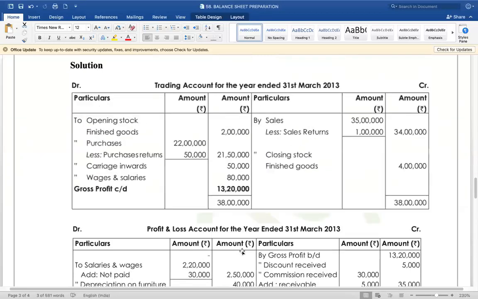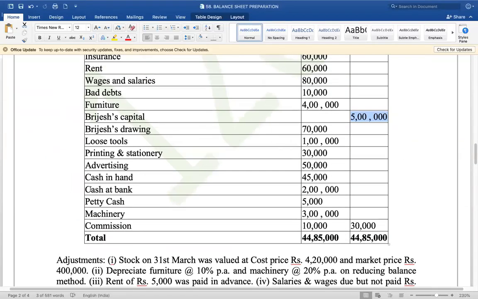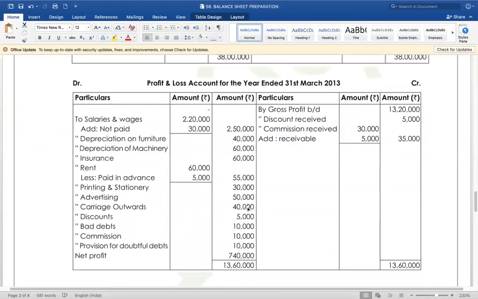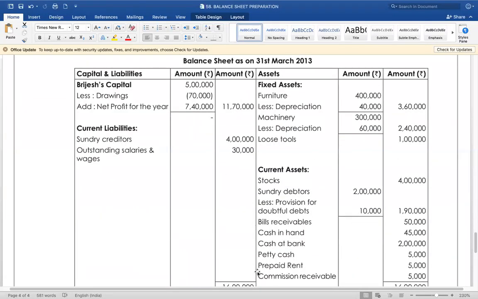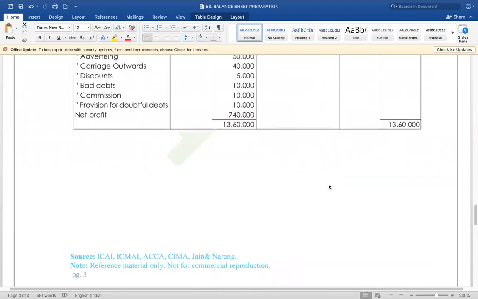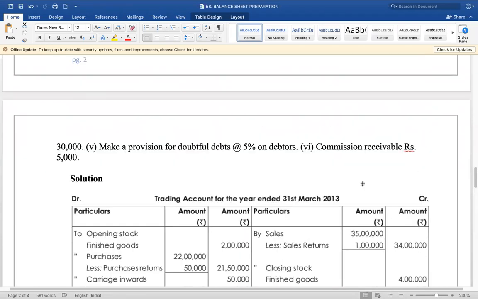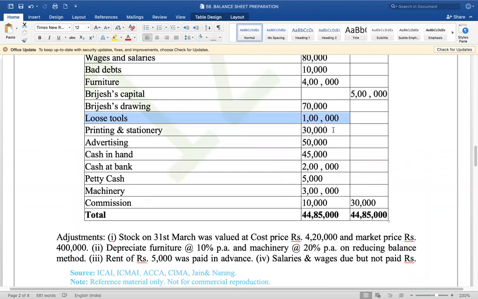Okay, right. Next is loose tools, 1 lakh. Tools is an asset, right? It's a short-term asset, a current asset. Loose tools, asset. Spares, nuts, bolts, and all those things, asset. Actually, it is a current asset, but it is not taken there. Printing and stationery is already taken. Okay, advertising is taken.